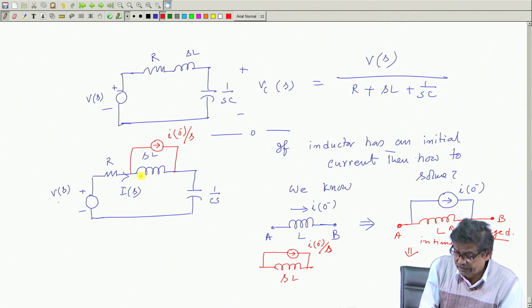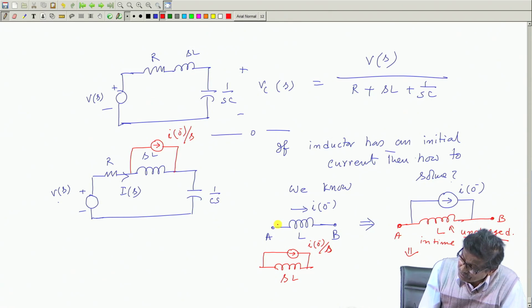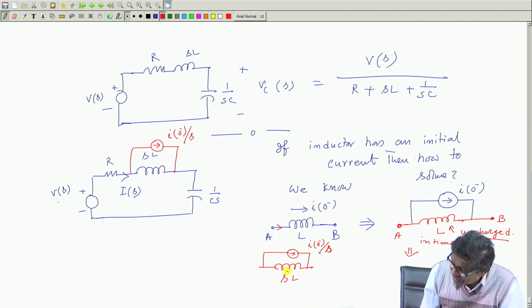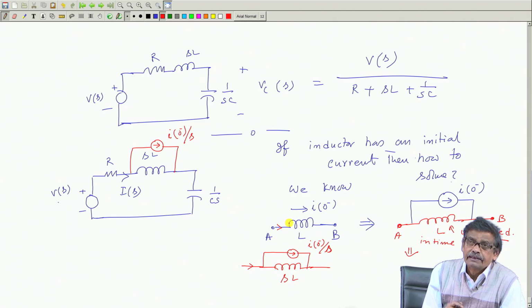So, this inductor, which is written SL, I will presume as having no initial current. And mind you, the current flowing through the actual inductor is not the current in this uncharged inductor. If you are asked to calculate this current, you have to calculate this current plus this current, which will be the current in the actual inductor. Understood this point. So, I0 minus by S.